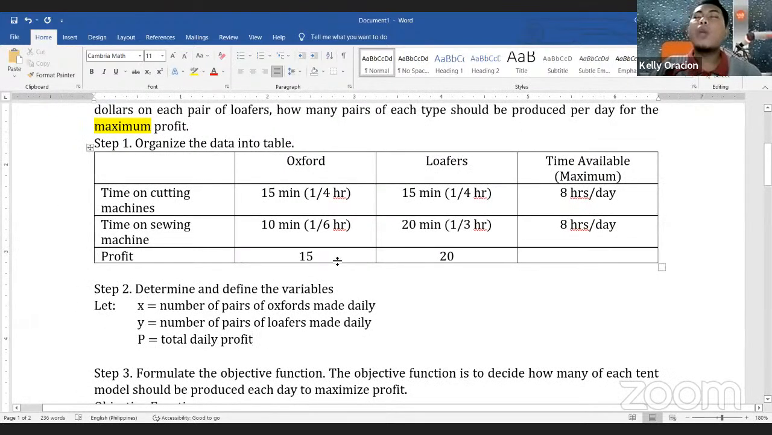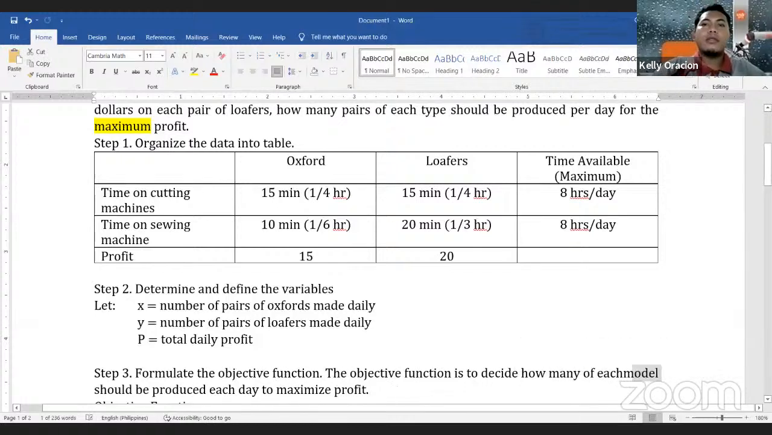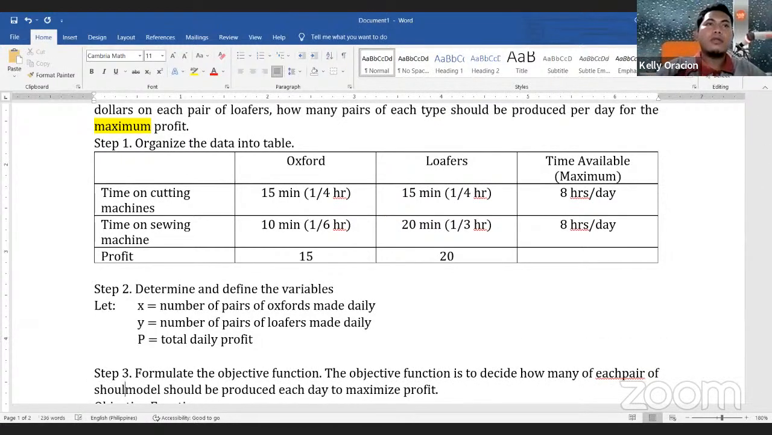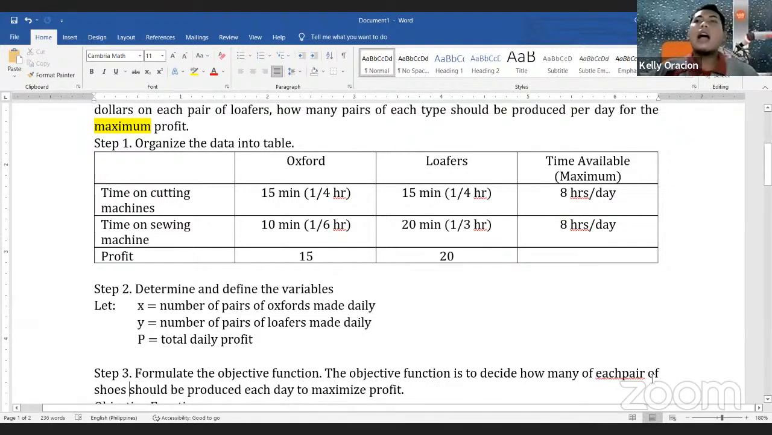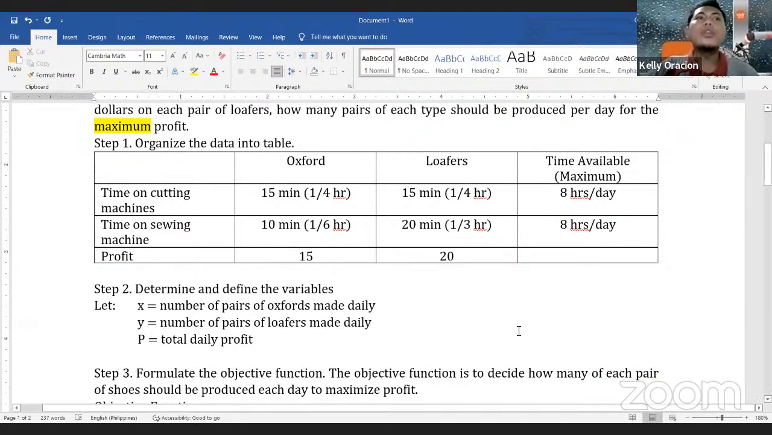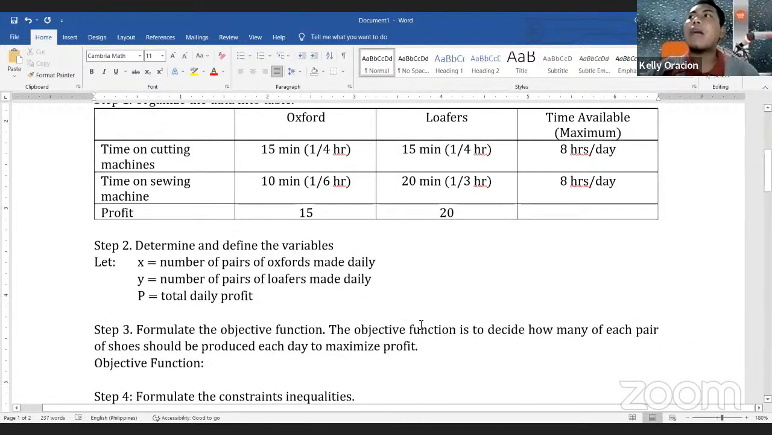For step 3, we are going to formulate the objective function. Take note, the objective function is to decide how many of each pair of shoes should be produced each day to maximize profit.